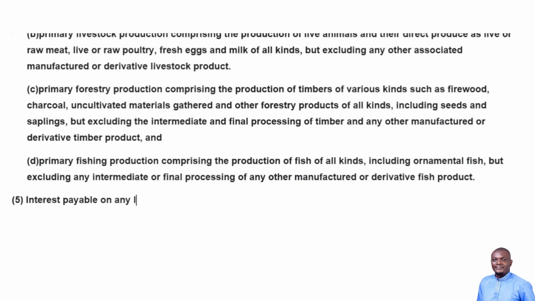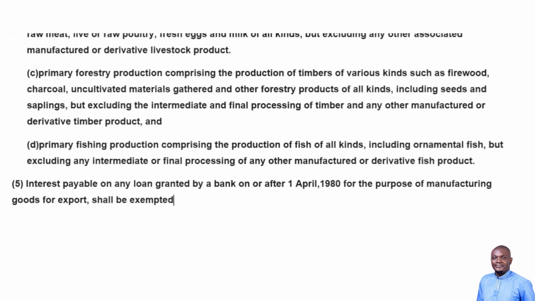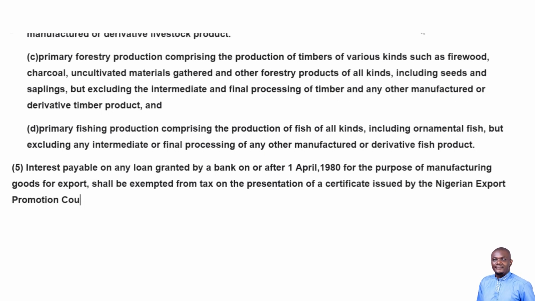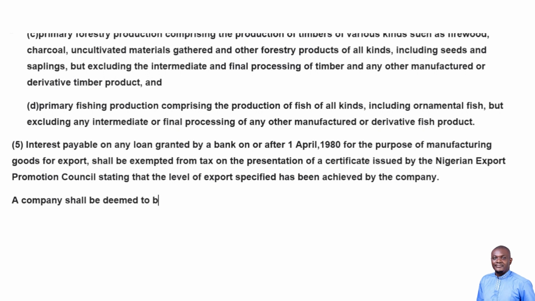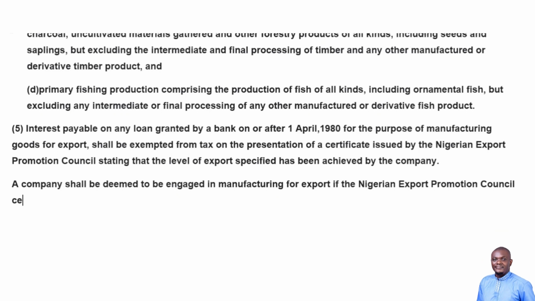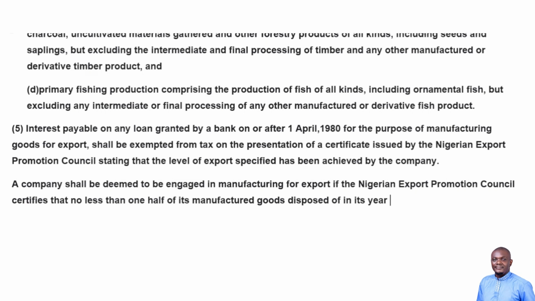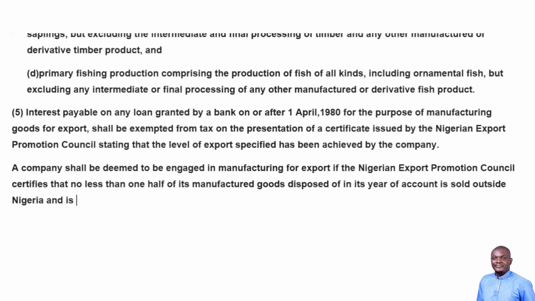Interest payable on any loan granted by a bank on or after 1st April 1980 for the purpose of manufacturing goods for export shall be exempted from tax on the presentation of a certificate issued by the Nigerian Export Promotion Council stating that the level of export specified has been achieved by the company. A company shall be deemed to be engaged in manufacturing for export if the Nigerian Export Promotion Council certify that no less than one half of its manufactured goods disposed of in its year of account is sold outside Nigeria and is not re-exported to Nigeria.